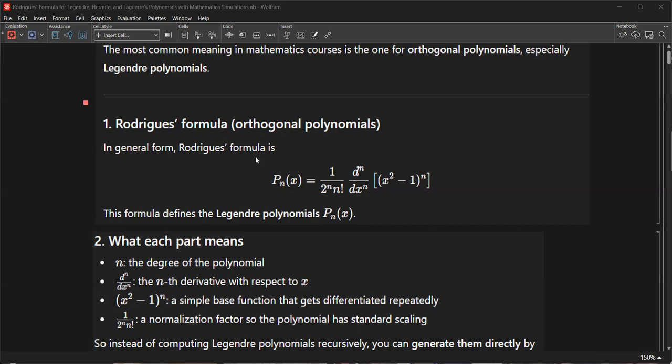In general form, Rodrigues formula is given by these equations: 1 over 2 to the n times n factorial, times the nth derivative of x squared minus 1 raised to the n. So this formula defines the Legendre polynomials.